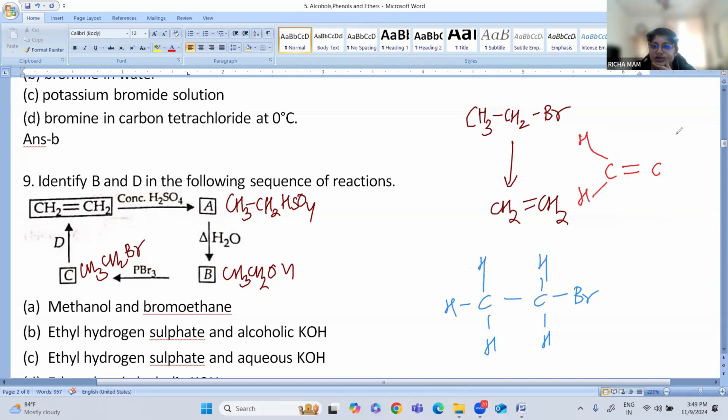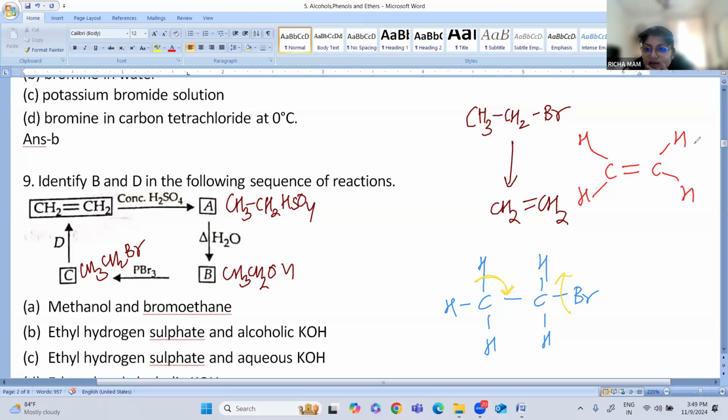H, H, H, and H. Okay, so this is our ethene. Now what is happening here? It is undergoing a dehydrohalogenation. If this bond breaks, what will happen? This bond will break and it will form a double bond.